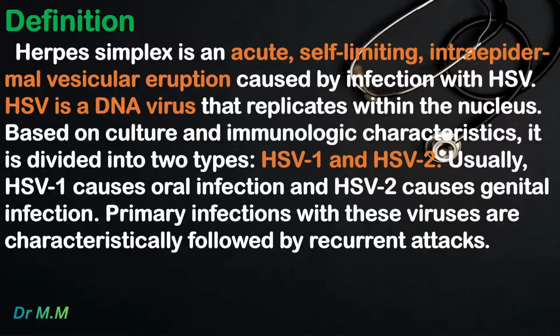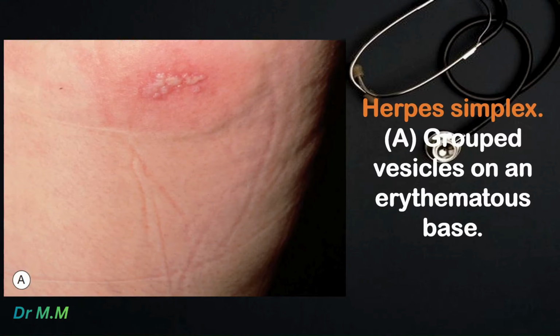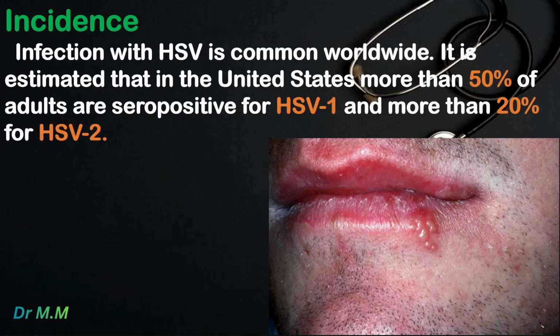Primary infections with these viruses are characteristically followed by recurrent attacks. Herpes simplex: grouped vesicles on an erythematous base. Incidence: infection with HSV is common worldwide.